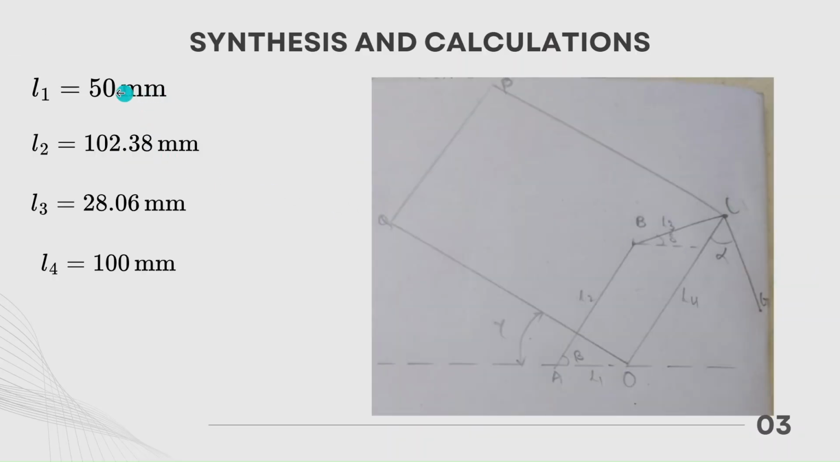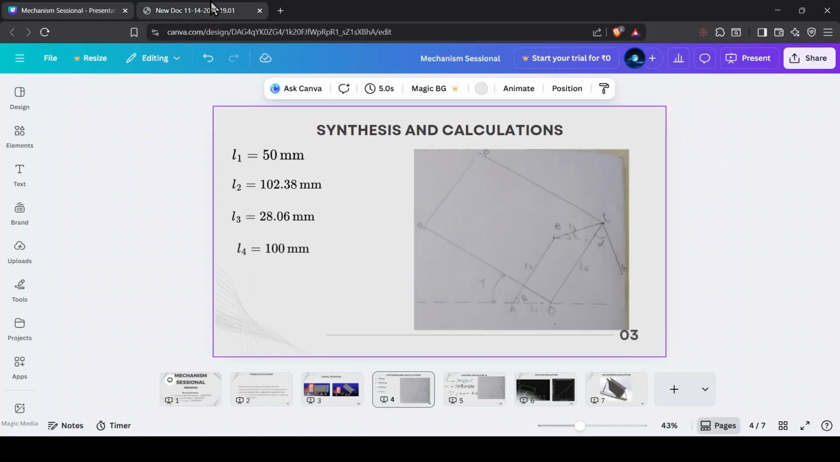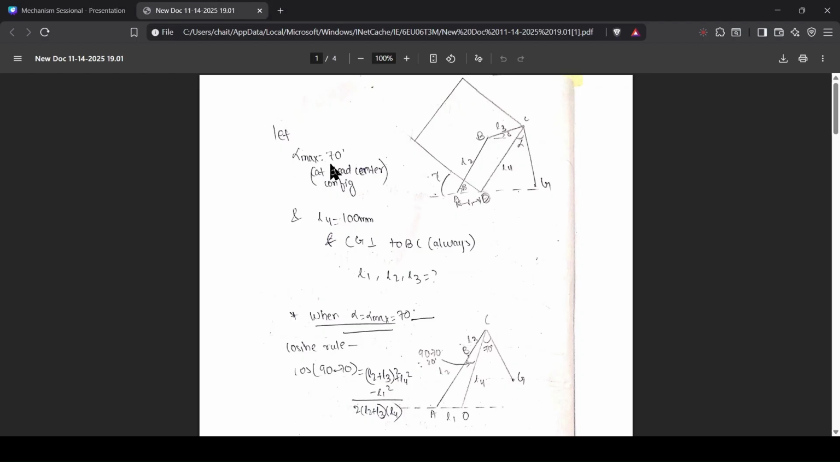So after some manipulation, we have figured out these values of the links L1, L2, L3, and L4. I'll show you the calculations which we have done. Suppose alpha max is equal to 70 degrees. Alpha max is the maximum angle that the gate will make, that is the maximum gate angle, and that will take place at the dead center configuration.